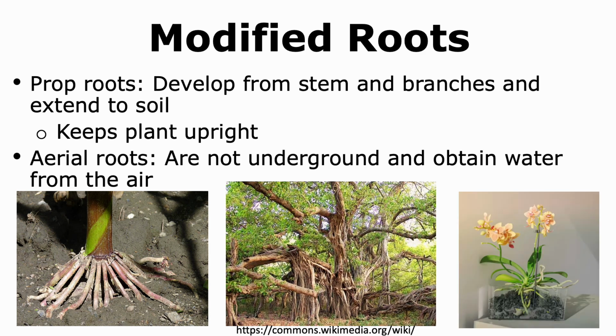Aerial roots are roots that are not underground, but they're able to obtain water from the air. Aerial roots are commonly seen in orchids, which are usually present in tropical climates, and they tend to grow on other trees, and hence they use their aerial roots in order to obtain water from the air.